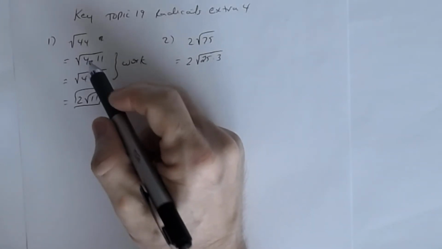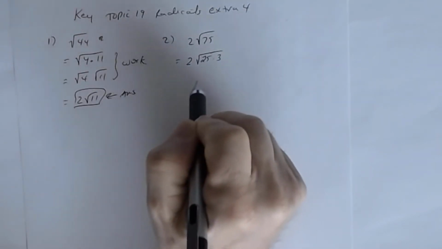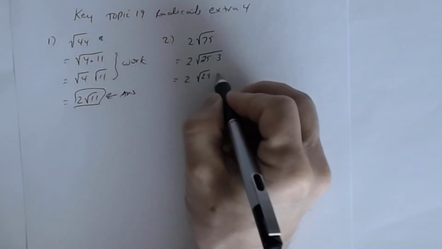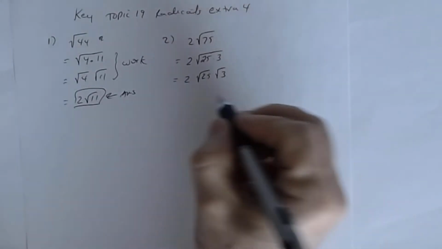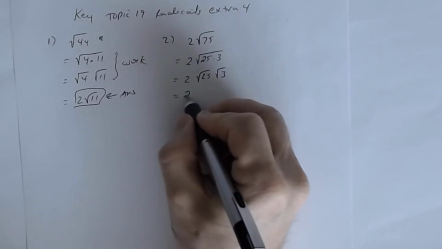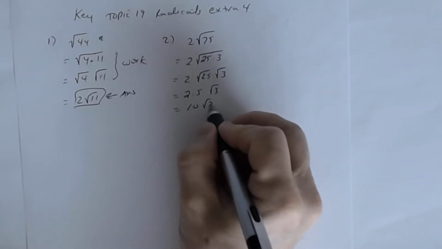It makes things a lot easier. But this has to be a perfect square. And now using the product rule, I can write this as 2 times the square root of 25 times the square root of 3. And the square root of 25 is 5, right? So I get 2 times 5 square root of 3. So the answer is 10 square root of 3.